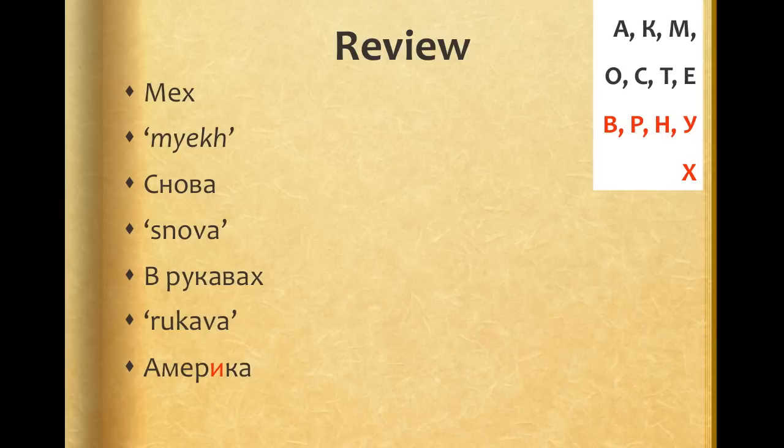Okay, this last one in the red is a letter you don't know yet, but I just want you to try and sound out the rest of the word and see if you can make an educated guess what you think this word is. So let's try sounding it out. Amer, we don't know what that is. Ka. America. Ah, okay, so this must make an E sound. America. Awesome, you just learned a new letter without even being taught it.